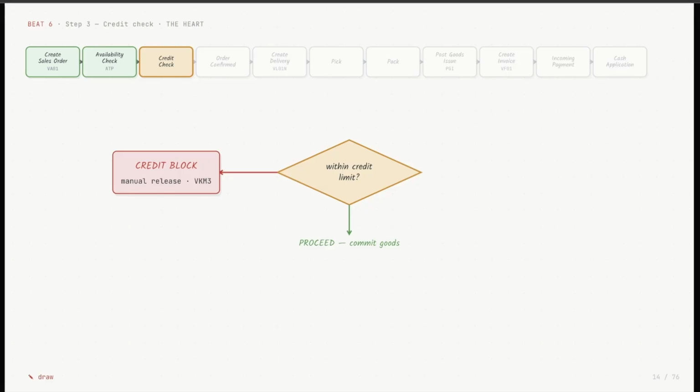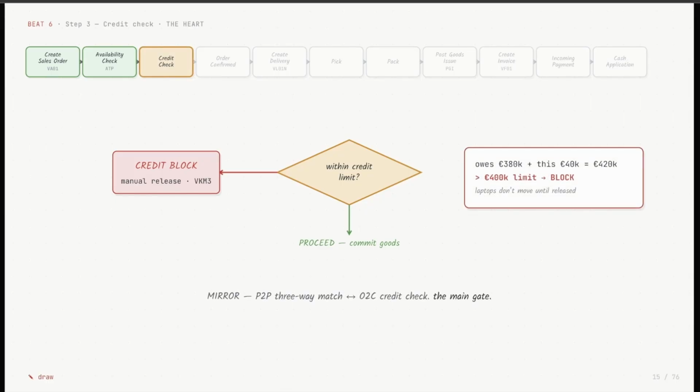This has a code of its own, it's VKM3, and in a way, this is the main block gate of O2C. If you remember the P2P video, we had the three-way match. So this is the same, but from the other side. One final thing, if you remember our example, let's say our customer already owed 380,000, and you have a limit of 400,000. The order of 40K would take them over, to 420K. So here we have a credit block, and the laptops do not move until someone releases them manually.